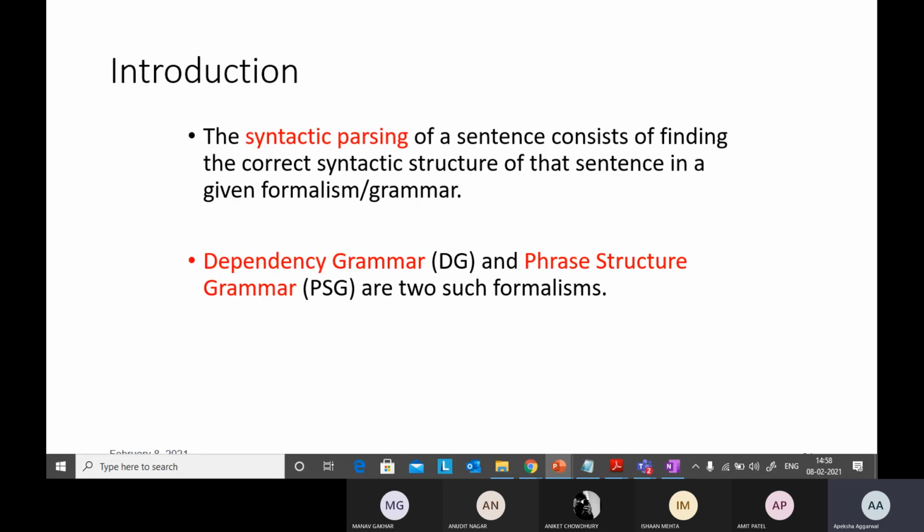Okay, so there are two types of grammars. First is dependency grammar and second is phrase structure grammar. What I have discussed till now is phrase structure grammar, that is context free grammar. Syntactic parsing of a sentence is basically finding the syntactic structure of that sentence in the grammar. Out of these two, we are going to talk about phrase structure grammar, which is our context free grammar.